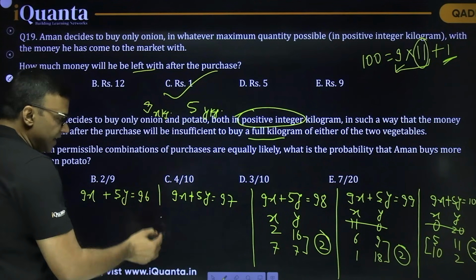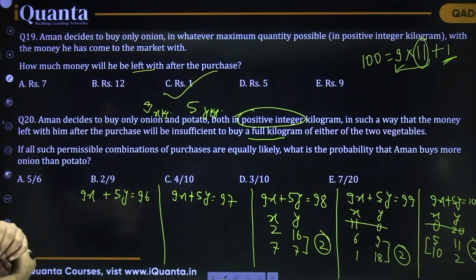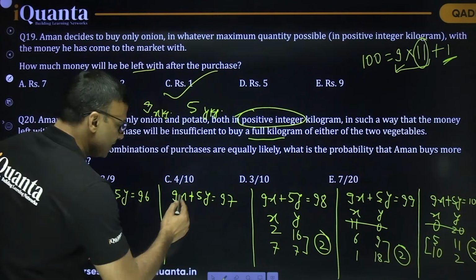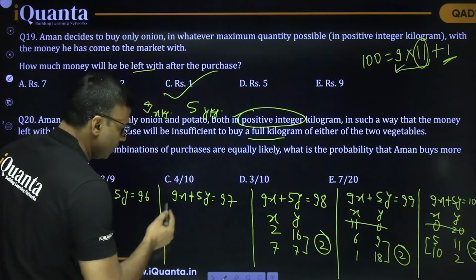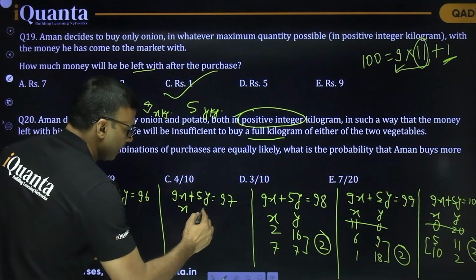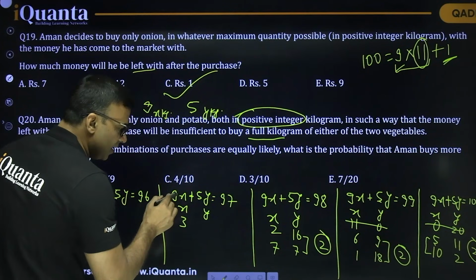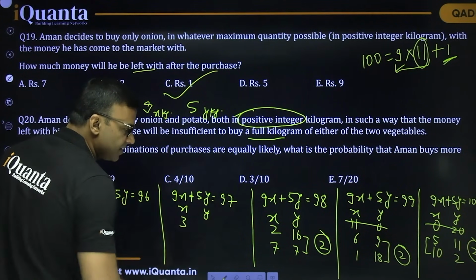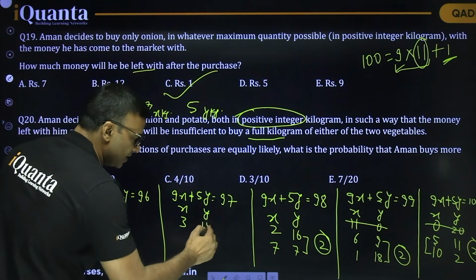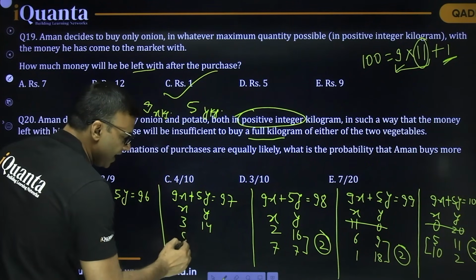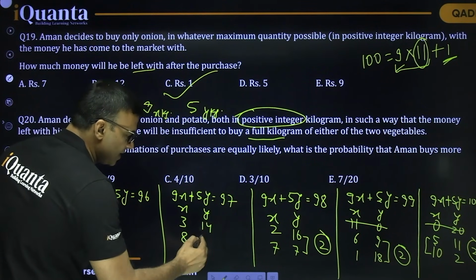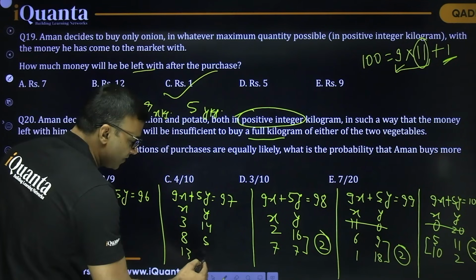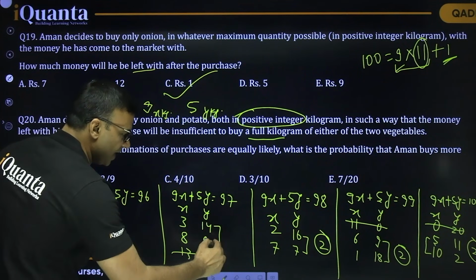Okay. 9x plus 5y equal to 97. Once again, check it carefully. Same process. The way we took x equal to 2 here it will be x equal to 3. If I take x equal to 3, 9 3s are 27. 97 minus 27 is 70. By 5, 14. That's the first solution. 3 and 5, 8. 8 and 5, 13. 14 minus 9 is 5. 5 minus 9 is minus 4. So we don't take that. So here also we have 2 solutions.